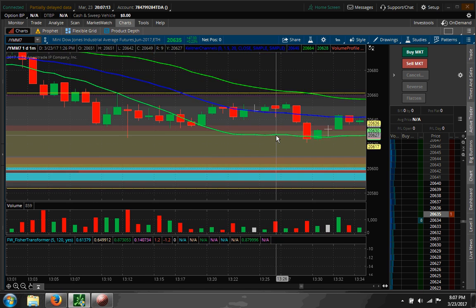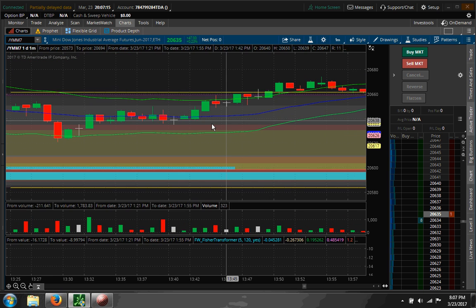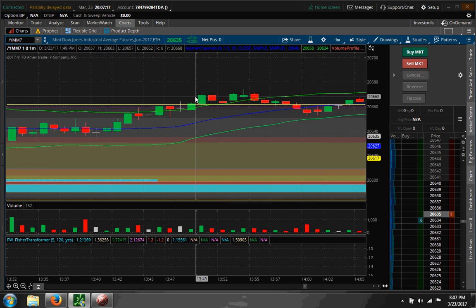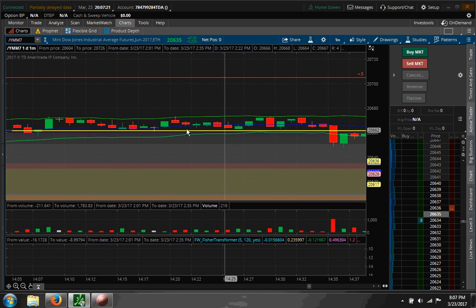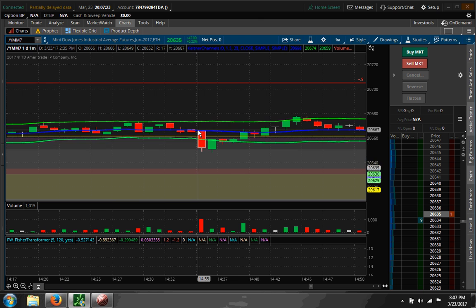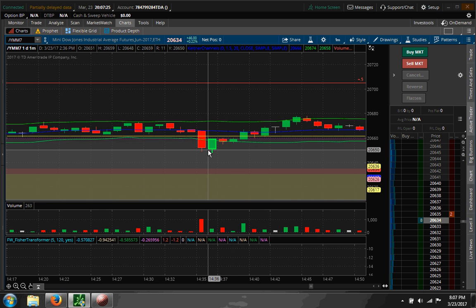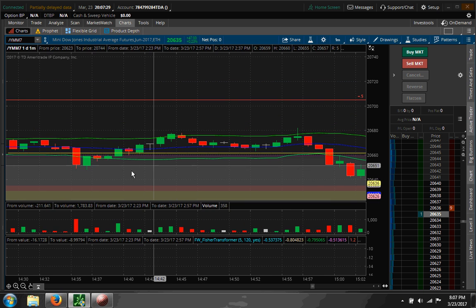But as you can see, price came back into the value area, peaked above it slightly, kind of consolidated above that point. The bulls tried to push it down, or the bears tried to push it down. The bulls stepped back in, pulled it back up.